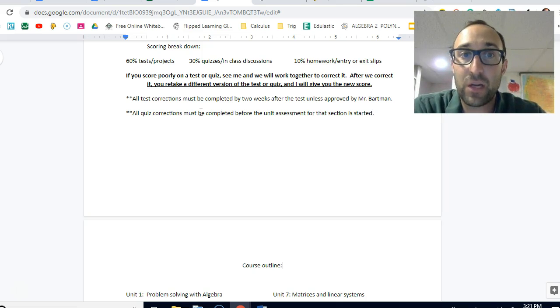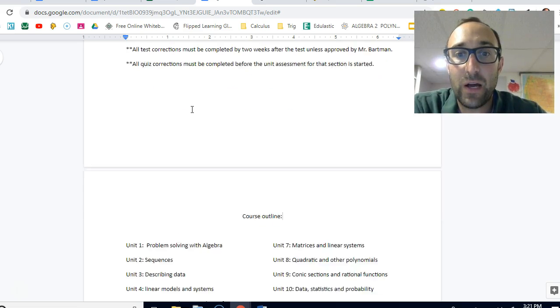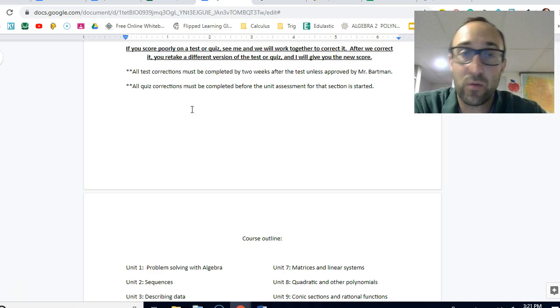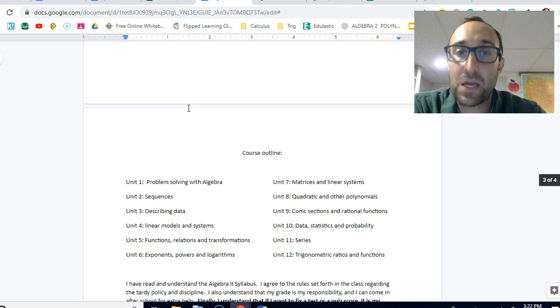So if they want to increase their grade, they can. Two weeks sometimes gets to be kind of a short window, so I would hope that they try to do better on the test than they would on the makeup, because it's easier to do it once than come back, do a lot of extra work, and then retake it. But it is there in case they need it.